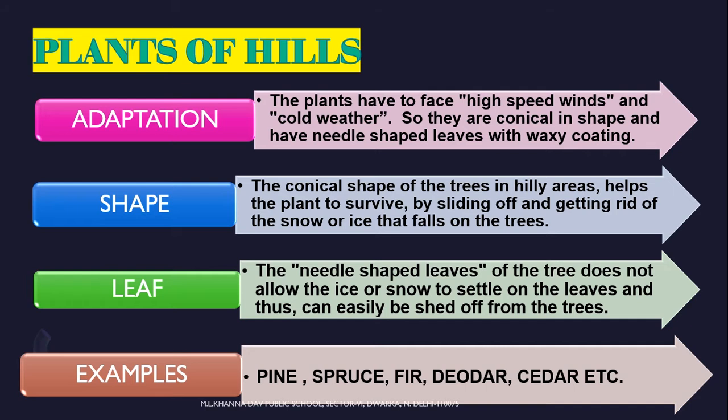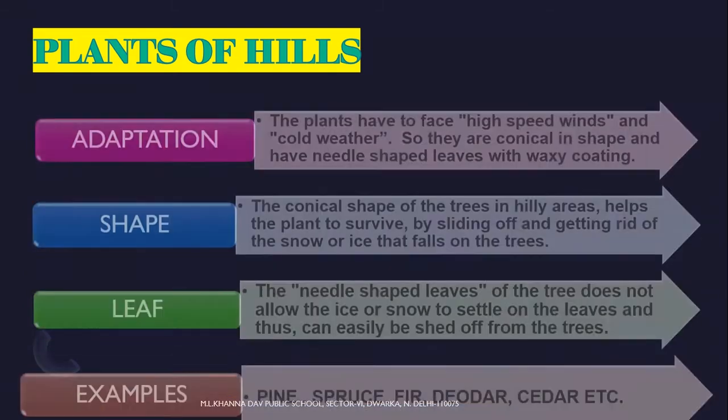The body is conical in shape. The structure of the plant is having such a shape so that the snow which falls will slide easily and fall on the ground. Also, the needle-shaped leaves do not allow the snow to settle on them, and so the plant is protected from the severe weather conditions. And examples of such plants are pine, spruce, fir, deodar, cedar, etc.